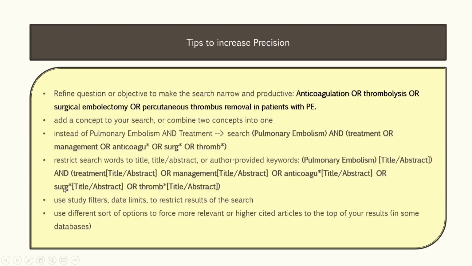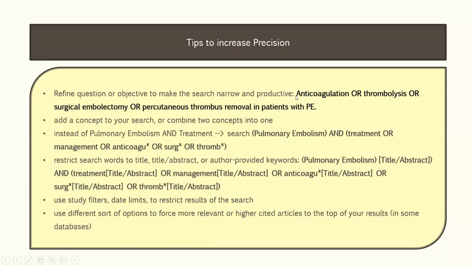Next thing is, we have already discussed all this, but just to recap, how to increase precision in your search strategy. What you have to do is refine your search question or your objective to make the search narrow and productive. Making the search narrow does not mean making your search strategy or your search term narrow, but you want to make your results narrow.